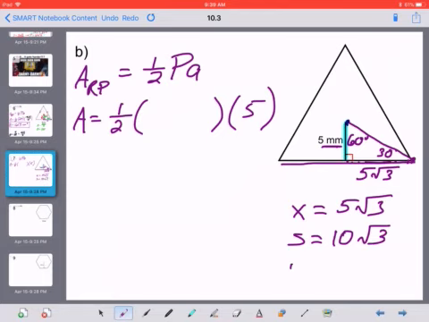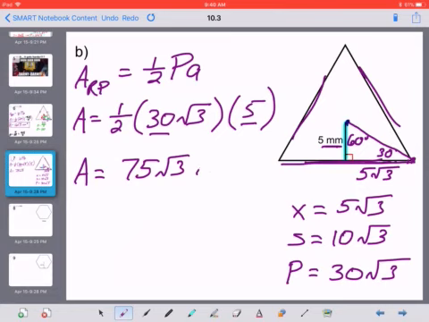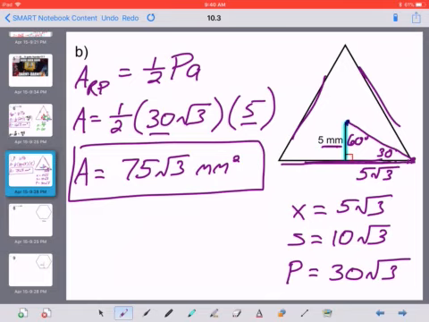for the length of s. And now to find capital P, perimeter, we've got 1, 2, 3 of those sides in this figure. So we're going to multiply 3 times the 10 root 3 and come up with a 30 root 3 for the perimeter of this entire figure. Okay, and that is about all we can do with this one. The 30 times that 5 is going to give us 150, times 1/2 is going to be a 75 multiplied by the square root of 3. Everything was millimeters here, so our area is going to be in square millimeters.